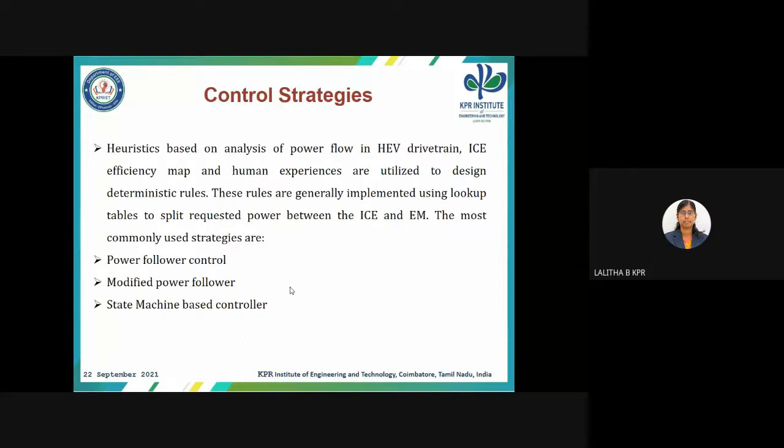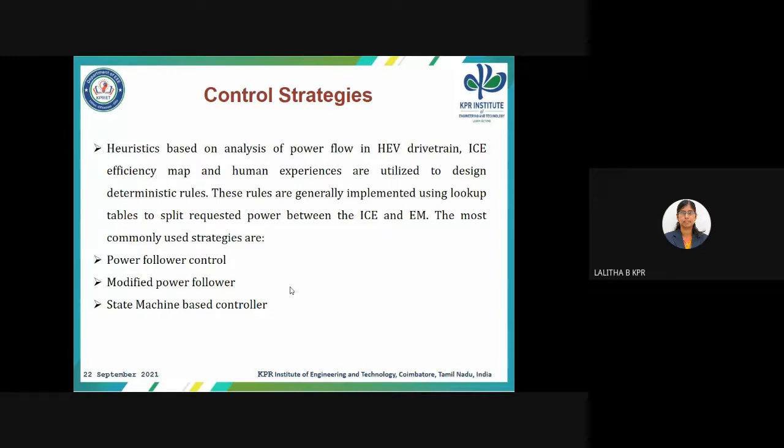So next one is the control strategies. Based on the analysis of power flow in the hybrid electric vehicle drivetrain, the IC engine efficiency map and human experiences are utilized to design the deterministic rules. It is one of the rule-based techniques, that is, the deterministic rule-based strategy. These rules are generally implemented using lookup tables to split requested power between the IC engine and electric motor. The most commonly used strategies are power follower, modified power follower, and state machine based control.